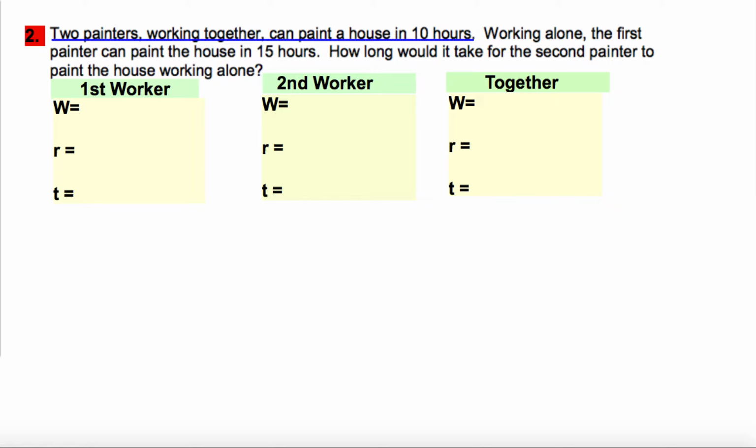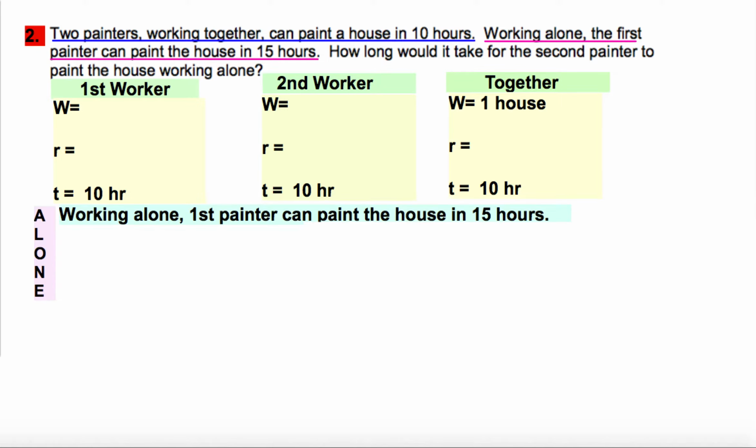Construct work rate timetables for the first worker, second worker, and their work together. Two painters working together can do it in 10 hours. So we fill in time 10 and work one house for the together section. Working alone, the first painter can paint the house in 15 hours.